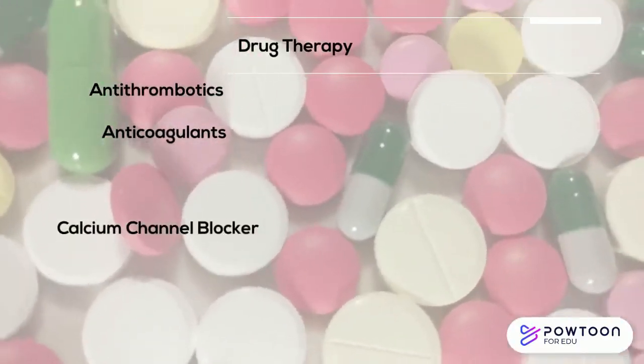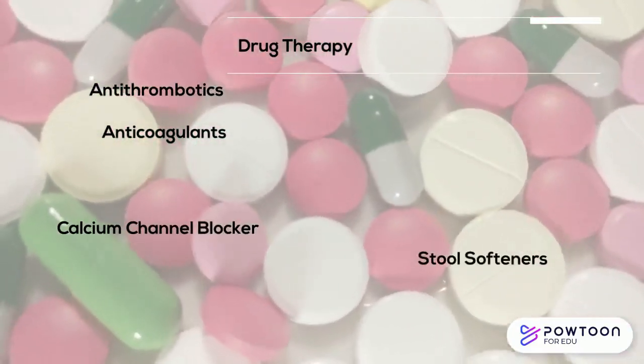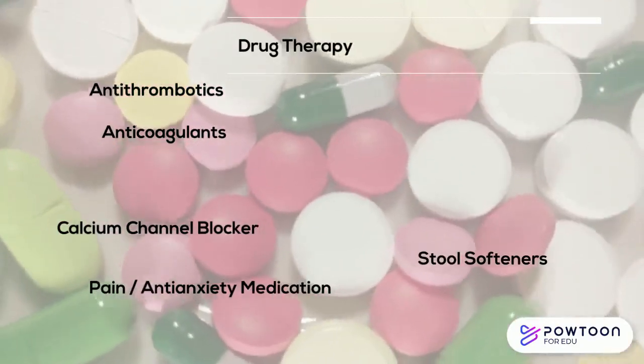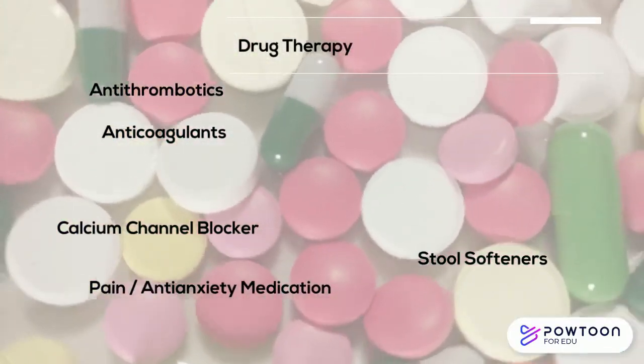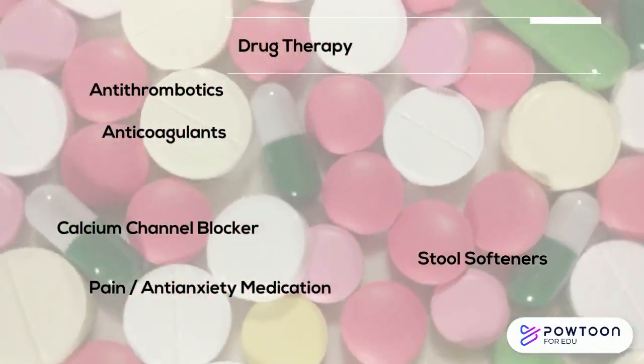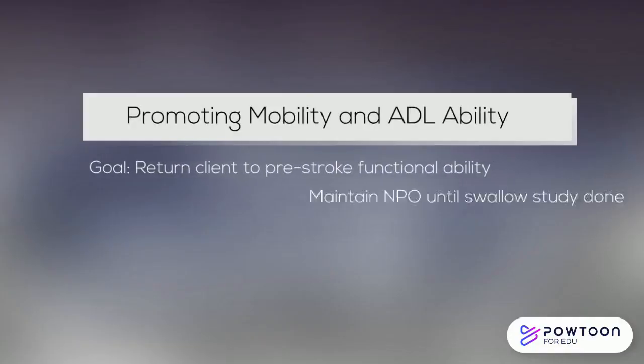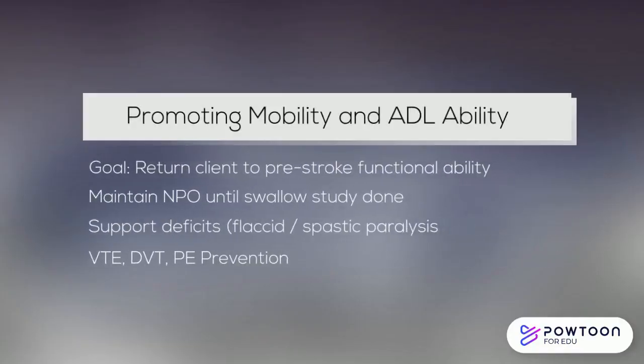Additional pharmacological therapy will be needed for stroke clients, including those antithrombotics, the anticoagulants, some calcium channel blockers, pain or anti-anxiety medications, and stool softeners. I'd like you to review this list and understand why we're giving these to our clients ongoing after stroke. The overall goal is to return the client to pre-stroke functional ability.